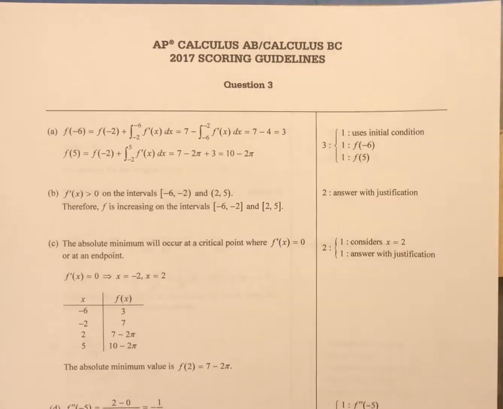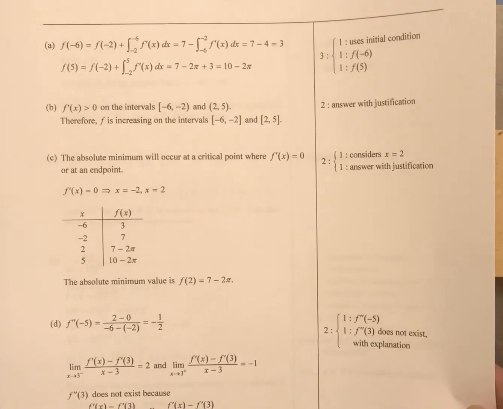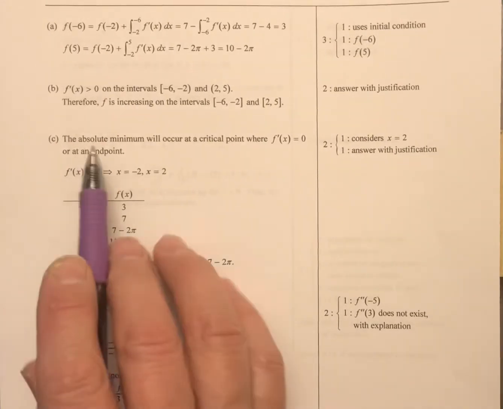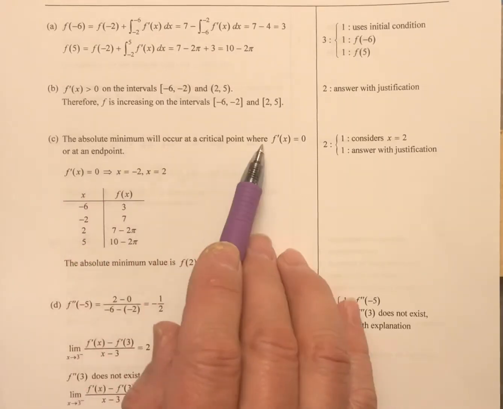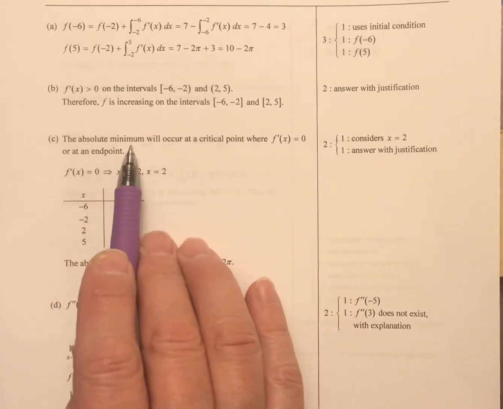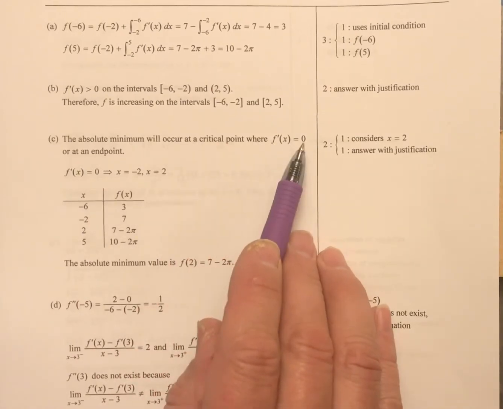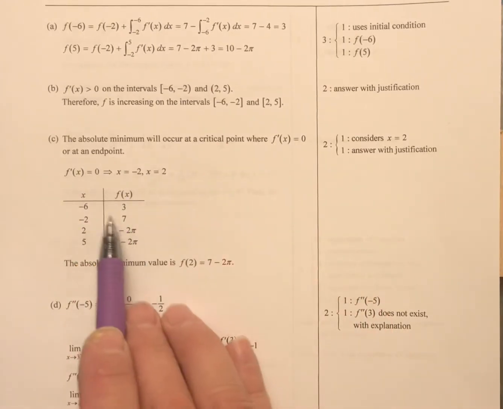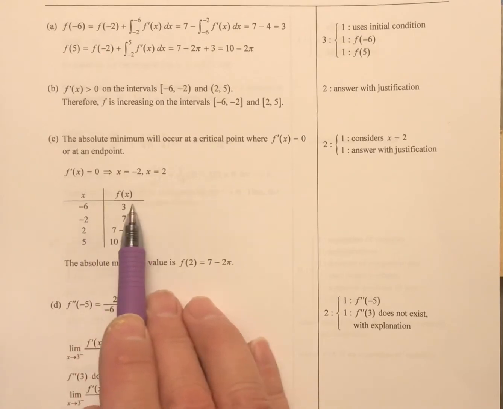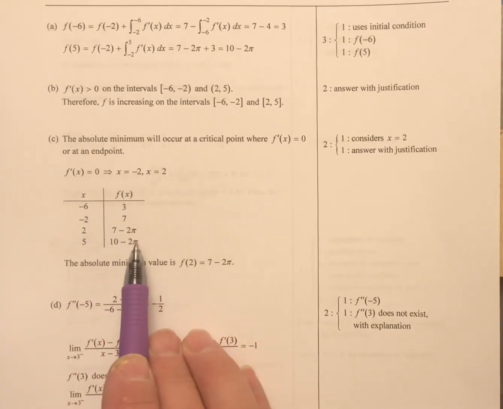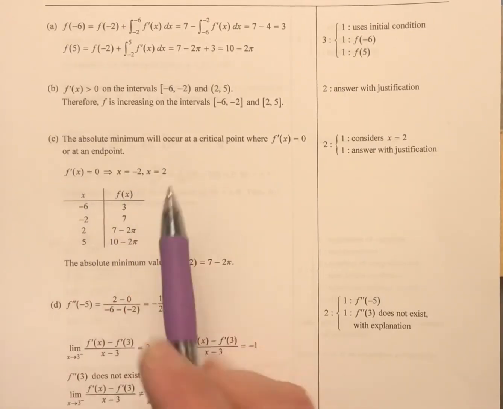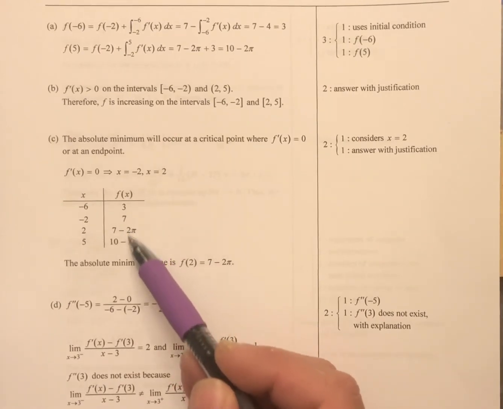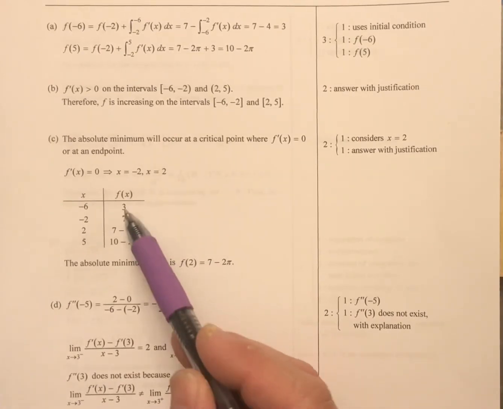Okay. Now for part C, this goes back to the extreme value theorem, and or the use of it. We're saying that the absolute min will occur whenever the derivative is 0 or at an endpoint. Now we already have these values at the endpoints, so now we just look at the graph and we know that the derivative is 0 at negative 2 and 2. So now we can just compare those values.